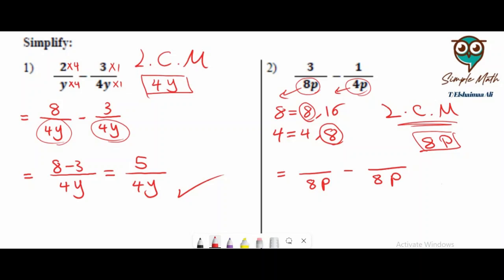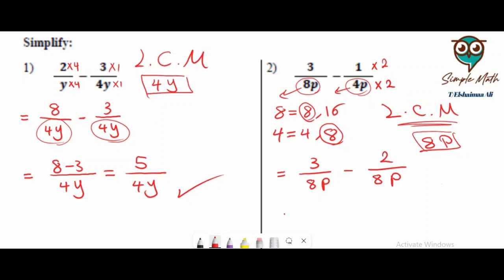Okay, 8b, so 3 is still the same because we didn't change the denominator here, so 3 up in the numerator is still the same. Minus, 4b becomes 8b. What happened here? We multiplied it by 2, because 4 times 2 gives me 8, so we are going to multiply the numerator by 2 also. 1 times 2 gives me 2.